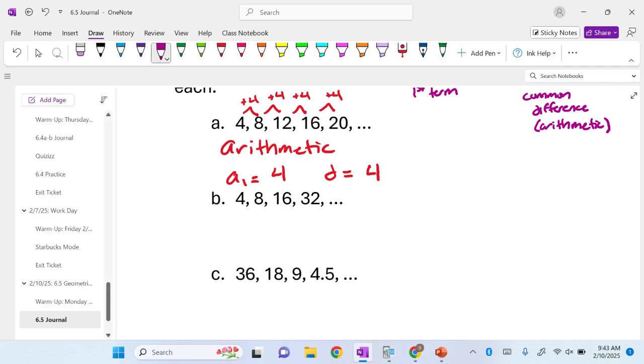All right, raise your hand if you got the rule. All right, let's go, Aiden. What you got? Right, we're multiplying by 2 to get to each number. 4 times 2 is 8. 8 times 2 is 16. 16 times 2 is 32. So, since we're multiplying a number, would this be geometric or arithmetic? Geometric.